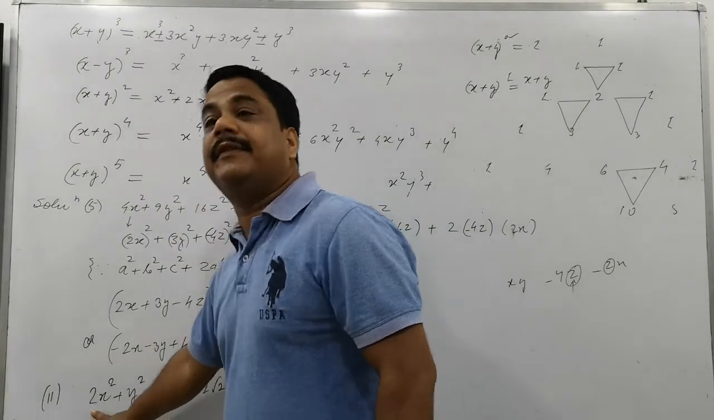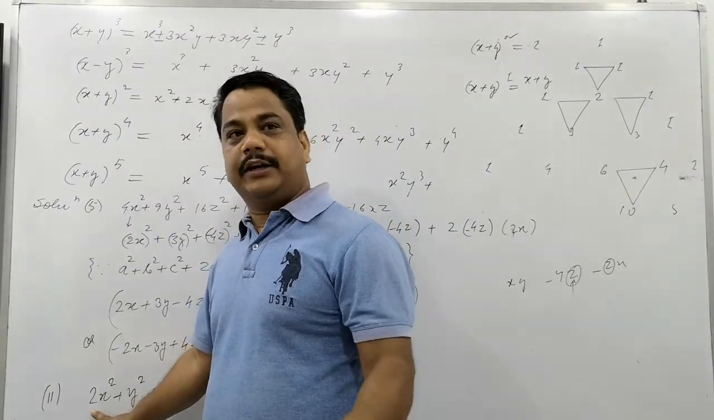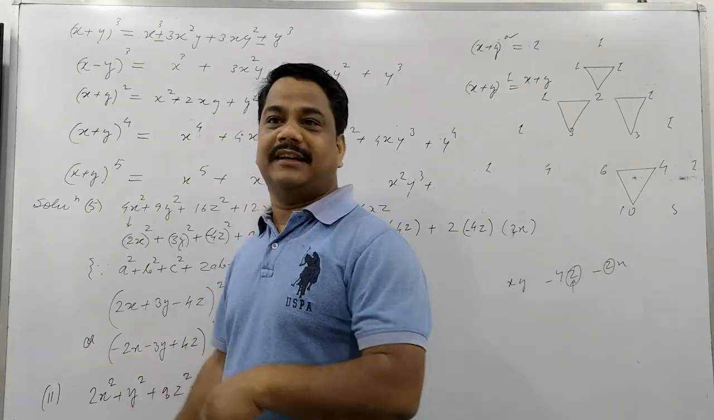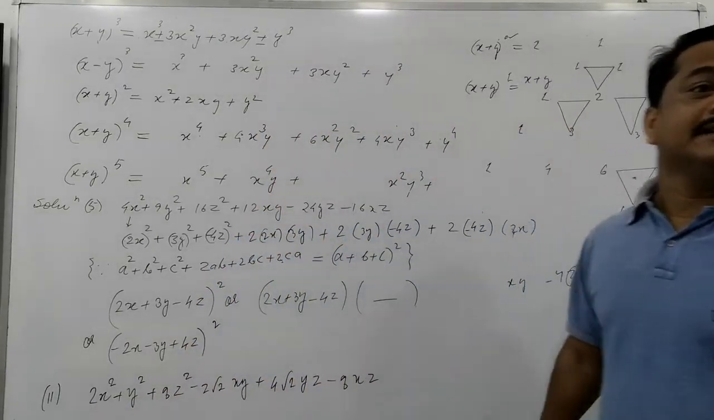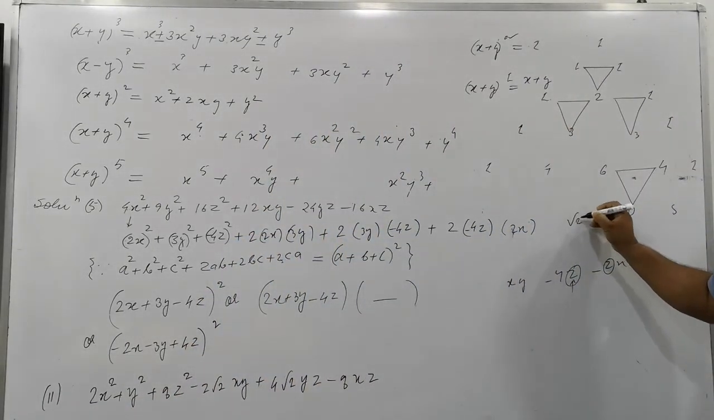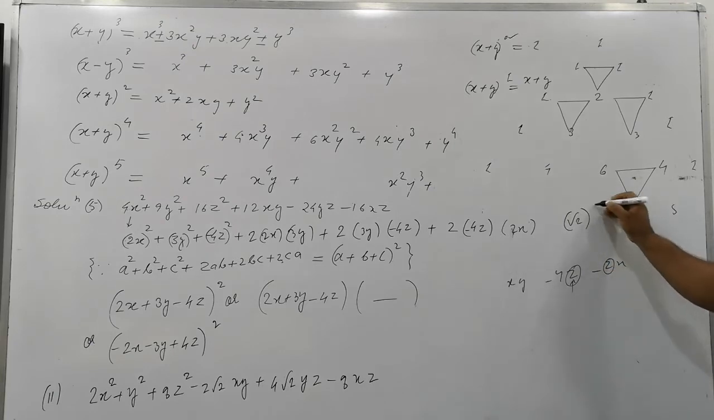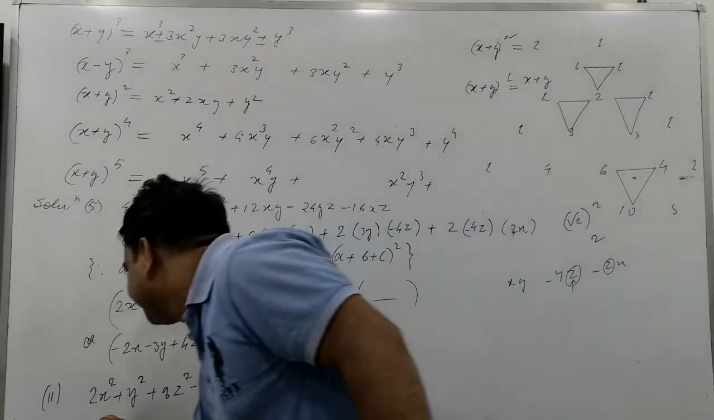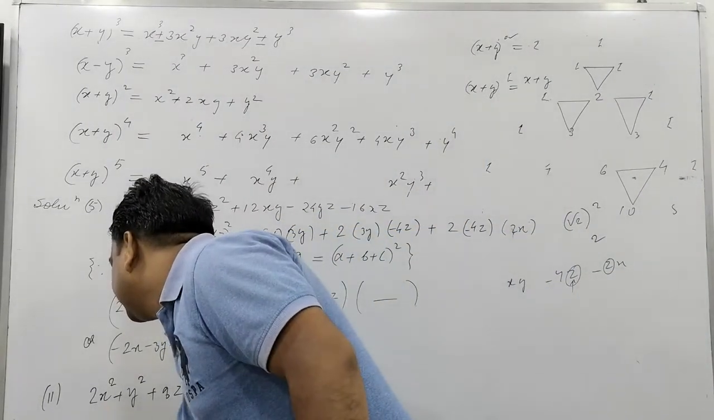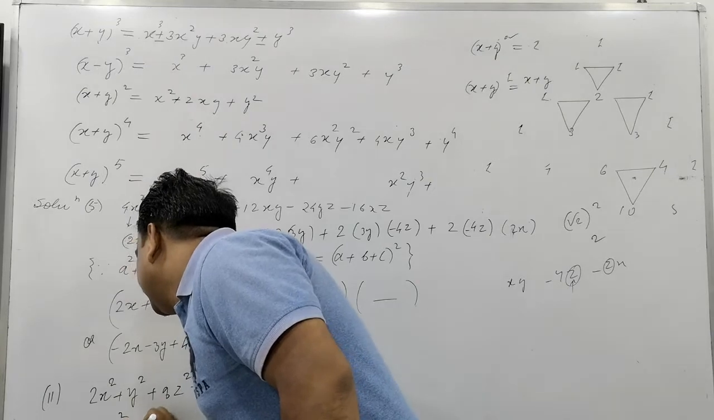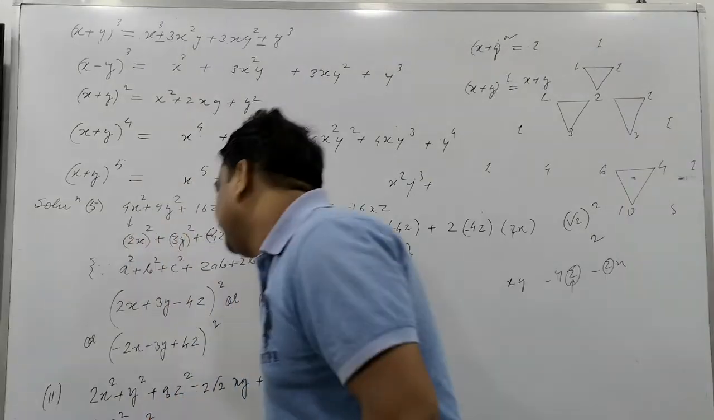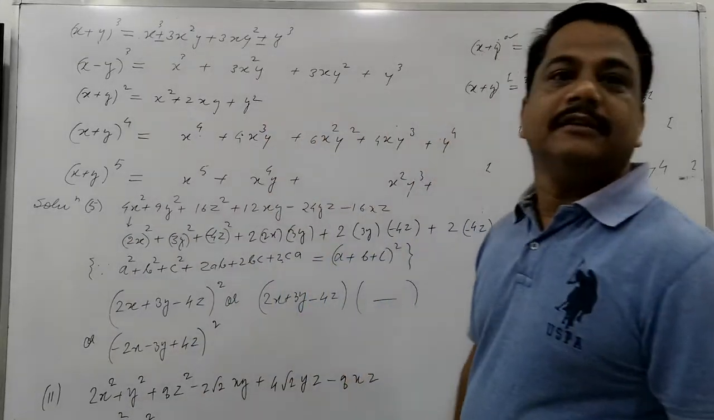Obviously, if 4 were there, you could write 2x squared, but here 2 is there. So how can you write it as a square? This can be written as root 2, and the square of root 2 is 2. So what can you write in this place? Root 2 x whole squared. And here is y squared. And here this can be written as 8.